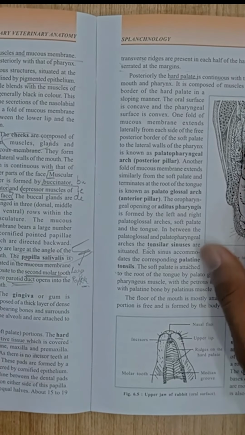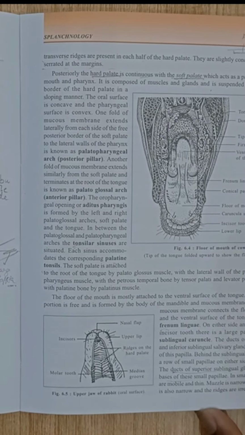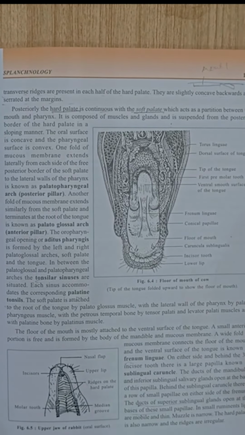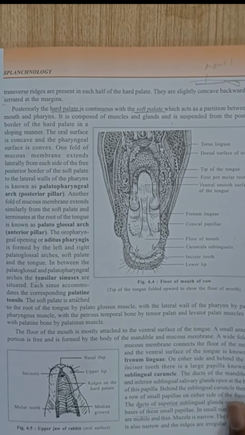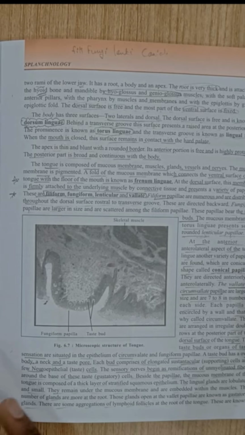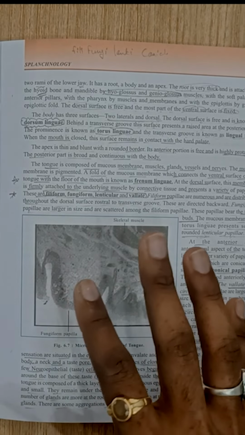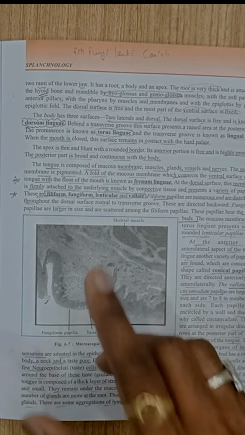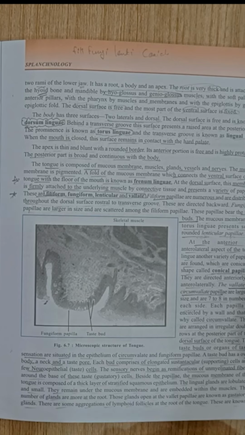Now moving towards planknology, the visceral organs. As you can see, there are some sketches. Yes, you can see the sketches here. It's the floor of the mouth of a cow. This book also has microscopic, a little bit of histological structure, and there are many points which are in bold. As you can see, filiform, fungiform, lenticular and vallate are papillae found on the tongue. These are very important, and these bold points help you remember these things easily when you are going through.